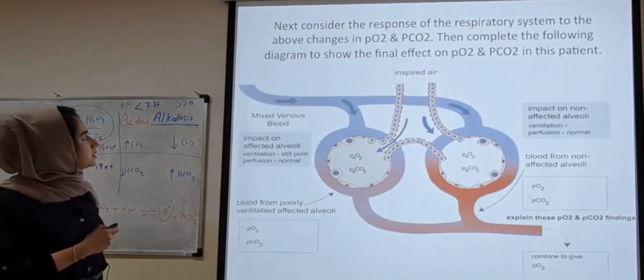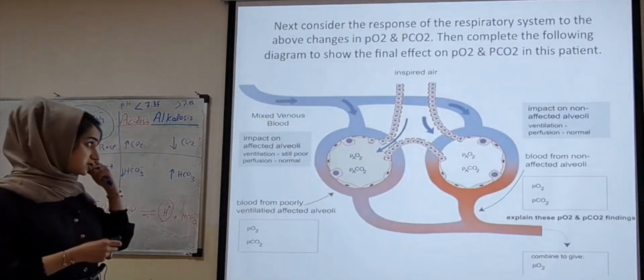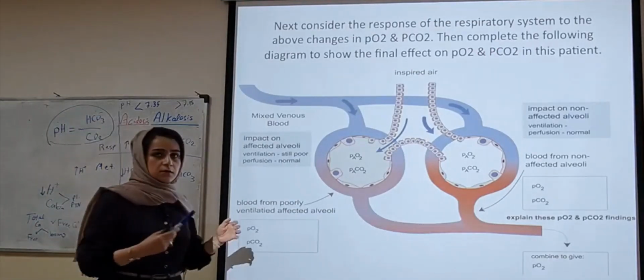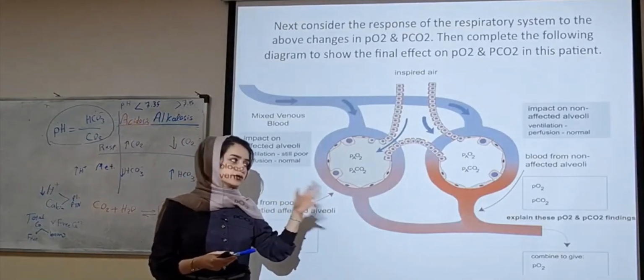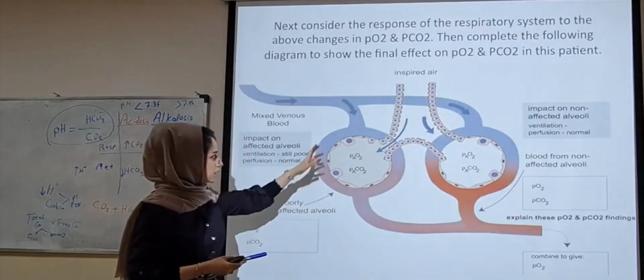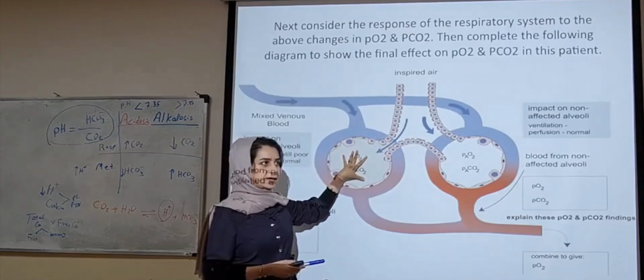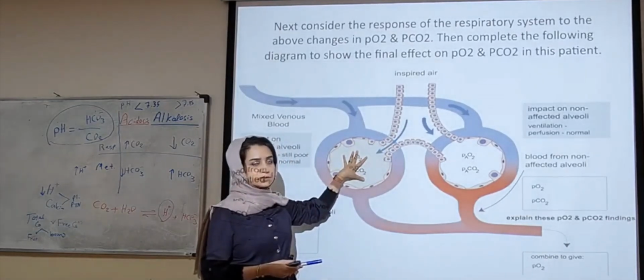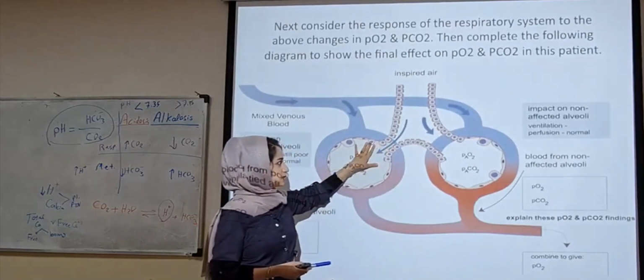Complete the following to show the final effect on PO2 and PCO2 in this patient. Hyperventilation, in order to excrete more CO2 out. What does hyperventilation do in this alveoli? There is no change because it is obstructed with exudate. That's why there is no change. It will remain the same.